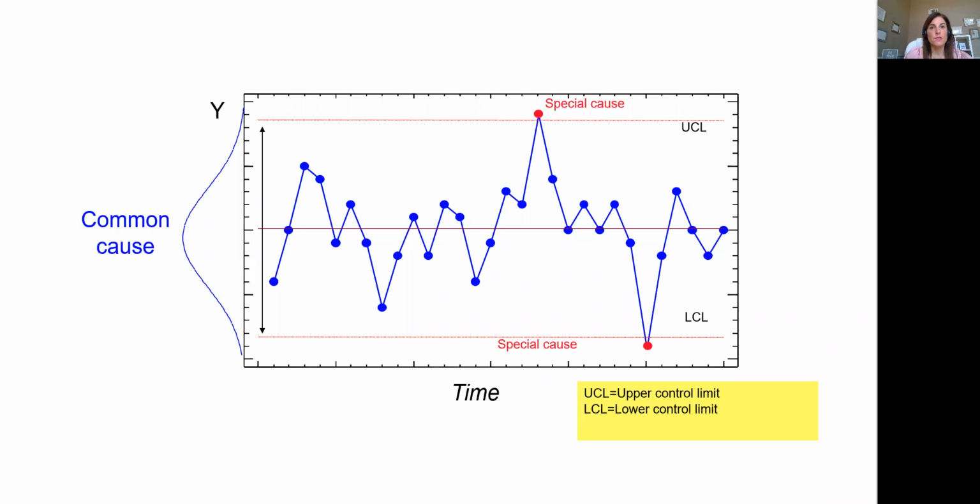So based on that, define it, and then make sure that whenever you are in the middle, all these blue points are called common cause, and they don't have to call your attention to solve them. But yes, you do have to work on the special causes, which are the ones that go above the upper level or below the lower level.